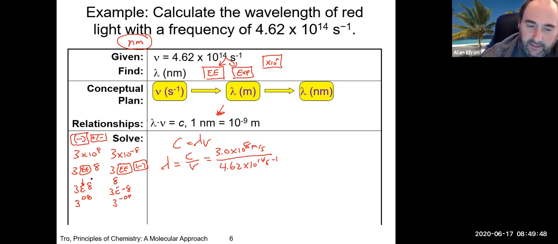So again, if you punch that in, you get 3 exponent button 8 divided by 4.62 exponent button 14. And you get this number here with a lot of zeros.